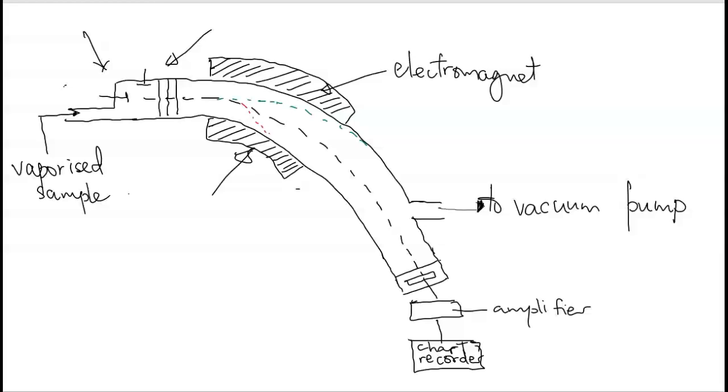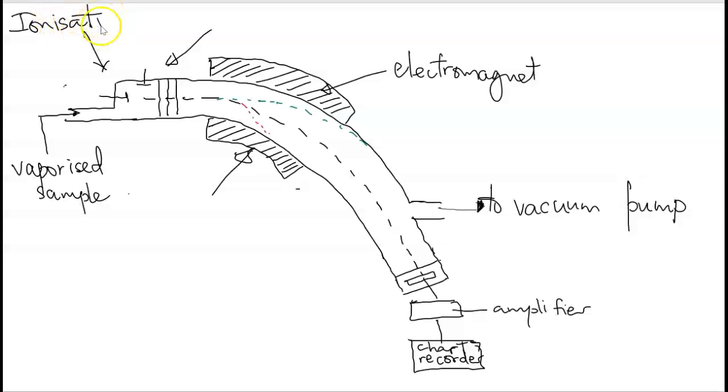The mass spectrometer has 5 basic operations. Here we have a block diagram of the mass spectrometer. Firstly, our sample must be vaporized, so it must be in the vapor state, and then after the sample is vaporized, it is injected onto our mass spectrometer, where we will have ionization occurring.